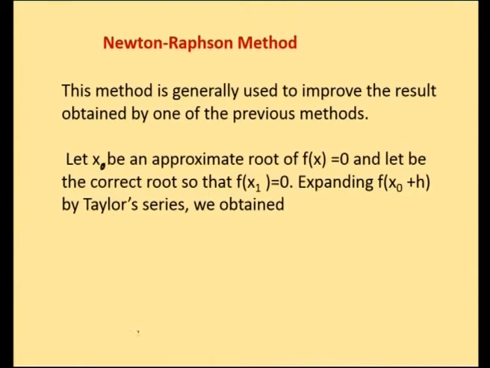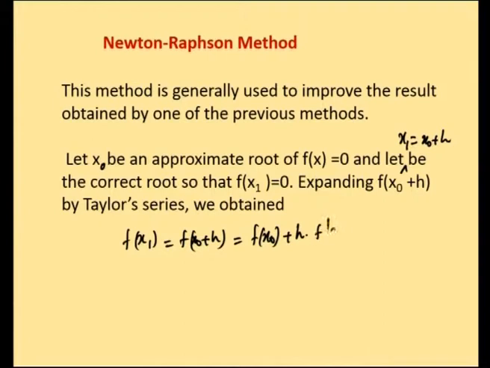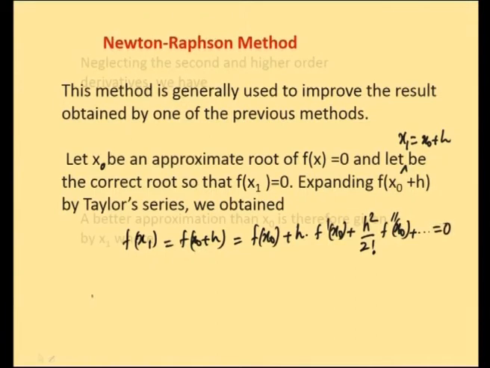Let x0 be an approximate root of f(x) = 0 and let x1 = x0 + h be the correct root, so that f(x1) = 0. Expanding f(x0 + h) by Taylor series, we obtain f(x1) = f(x0 + h) = f(x0) + h f'(x0) + h^2/2! f''(x0) + etc. This is equal to 0.